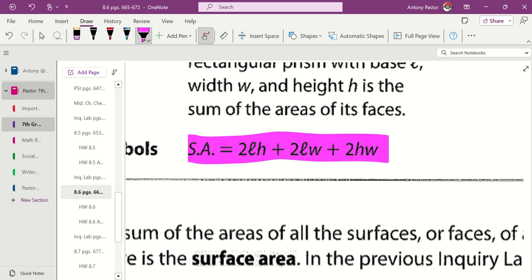What is the shape of a cube? Squares. They're all squares, which means all sides are equal. So if you find the area of one side, you know the area of all the other sides. So with a cube, literally find the area of one of them and multiply it by 6. And then you're done. Okay?